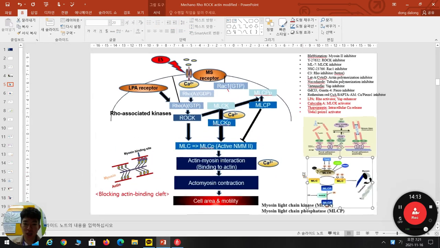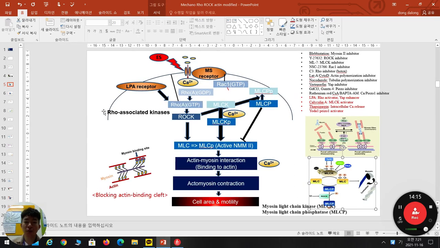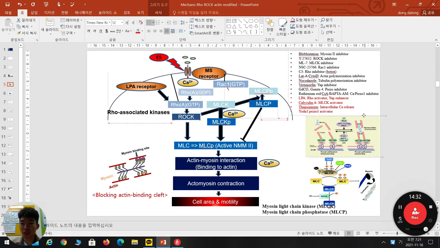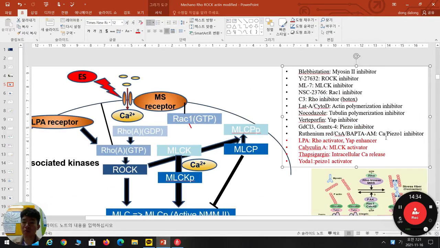So I hope you memorize this one, and then when you take the final exam, you can exactly picture these schematic images and inhibitors. Maybe you are already familiar with these inhibitors. So please see them one by one.